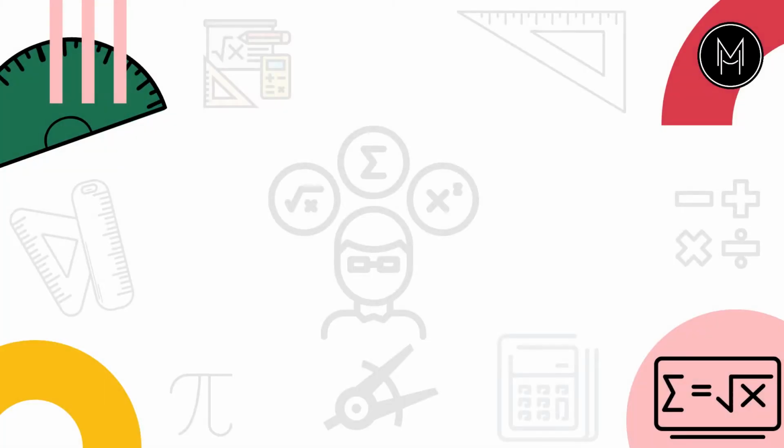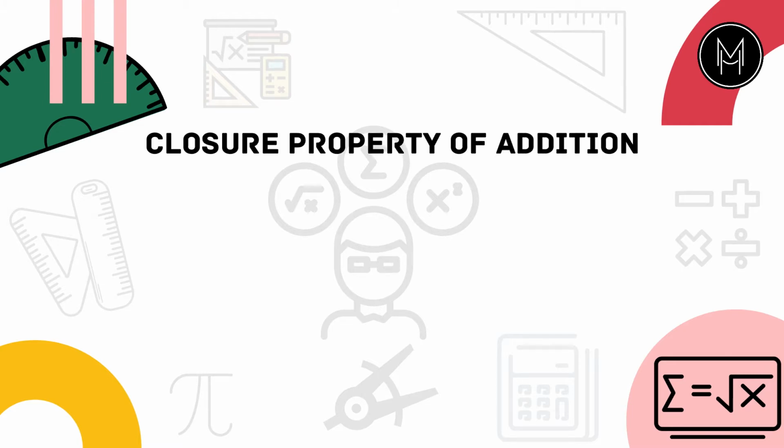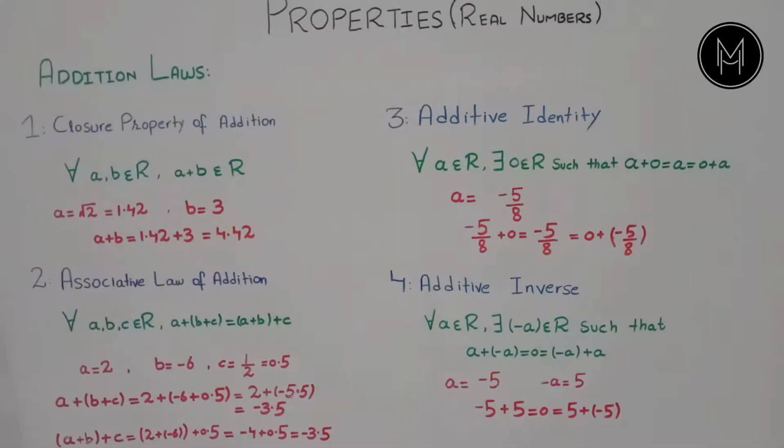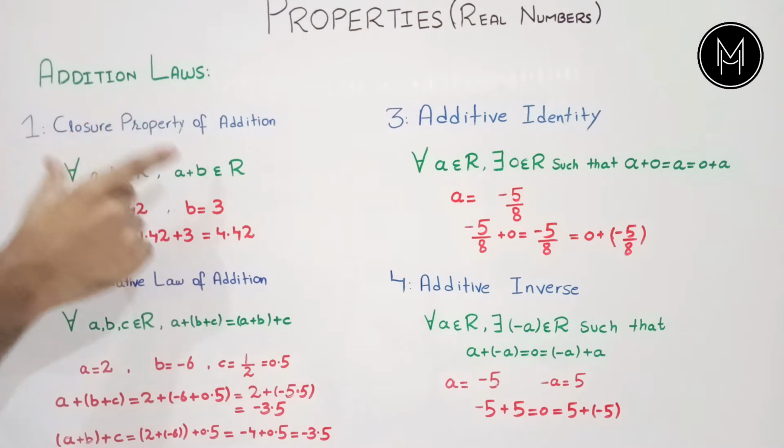The very first addition law is the closure property of addition, or closure law of addition. What does this property say? This property says if we have two real numbers a and b, and if we add these two real numbers, then we should get a third number that should also be a member of the real set. This is the expression of the first law.